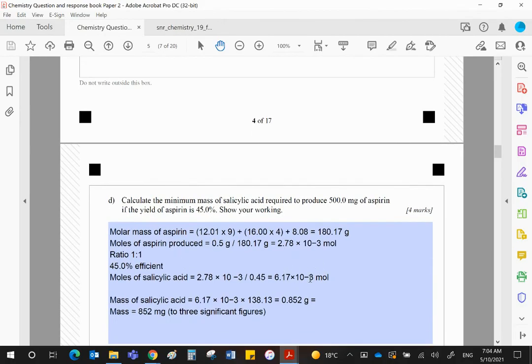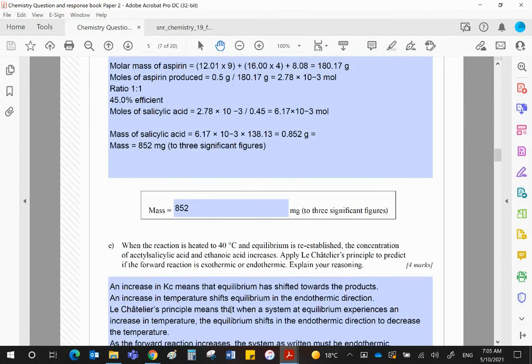It's a percentage. So the moles of salicylic acid will be that, and then multiply that by the molar mass of salicylic acid, which is 138, and you're going to get your mass. This is in grams, convert it to milligrams, and there is your answer.